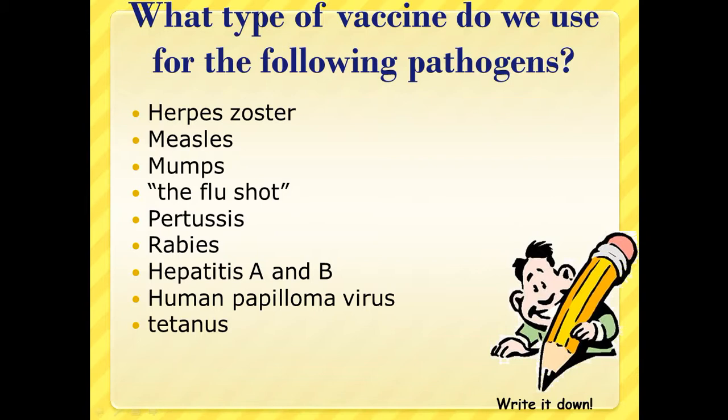Or whooping cough? How about with rabies? And I mentioned earlier, if you remember what it was. What do we give to them? And then hepatitis A and hepatitis B, HPV, you can think Gardasil. So what's in that Gardasil? Is it live attenuated? Is it a killed virus? And then tetanus. What are we trying to do?